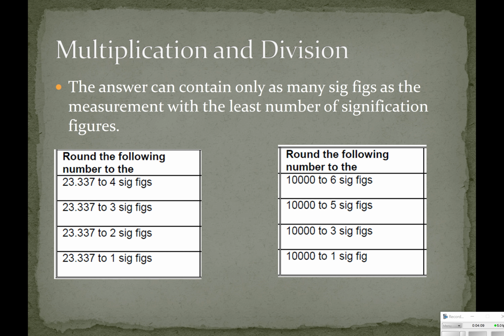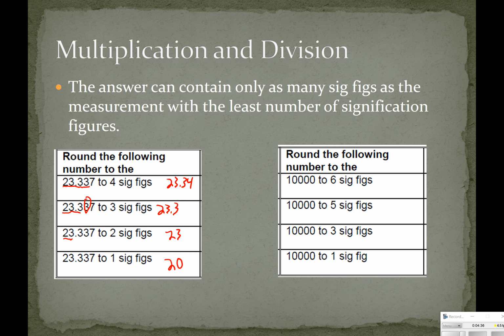There's no zeros in here, so our number starting from the left would be these 4 digits. So this becomes 23.34. To 3 sig figs, 23.3. The 3 here tells us to keep it, so it's a 23.3. 2 sig figs would be the first 2 numbers, 23, with the 3 telling us to stay. And again, the same thing here. We'd have to round to 1 significant figure.